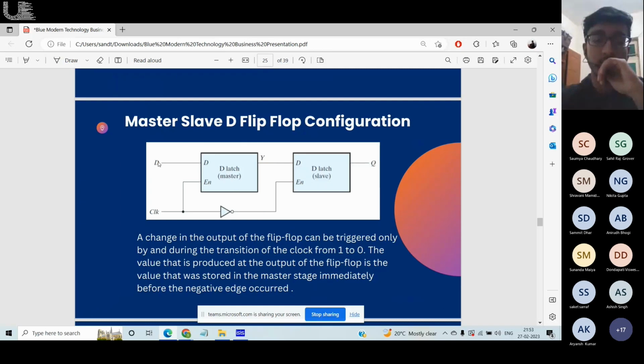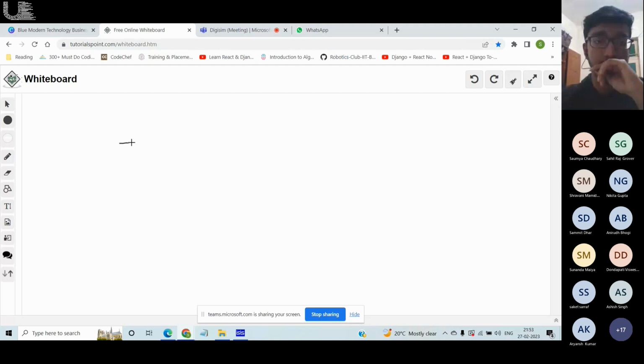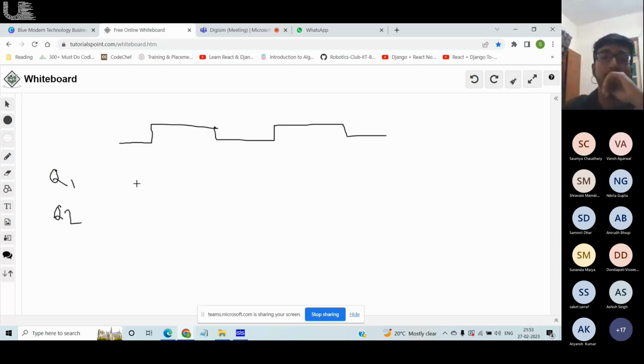Let me demonstrate. This is my clock pulse. Say I'm giving D as 1. Let Q1 be the output of the first latch, and Q2 be the output of the second latch. Now my D is 1 all the time.